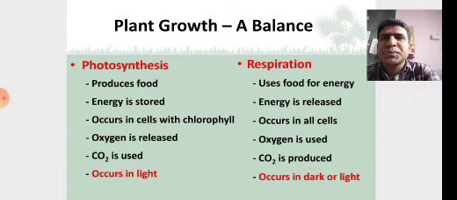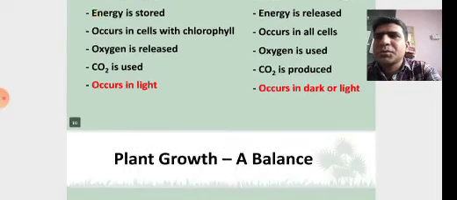In the case of respiration, it uses food for energy: respiration uses carbohydrate to form energy. Then the energy is released, and respiration occurs in the cell, in the mitochondria, as we know. Oxygen is used and carbon dioxide is produced. It occurs in both the dark reaction and the light reaction.